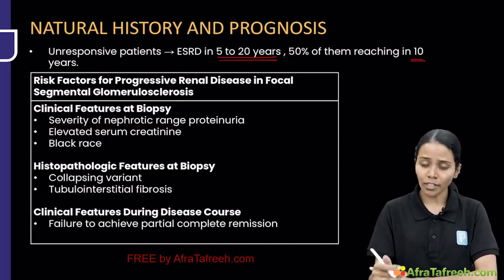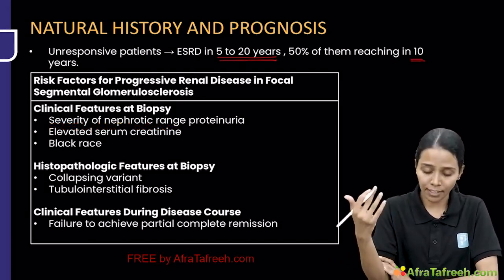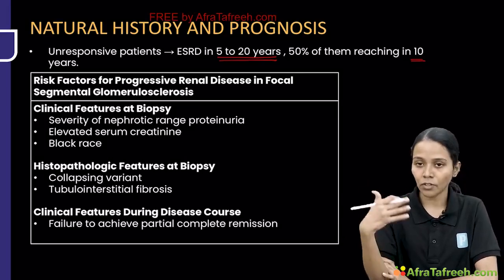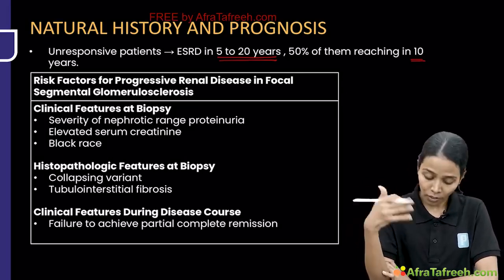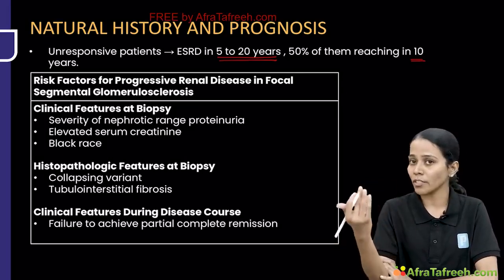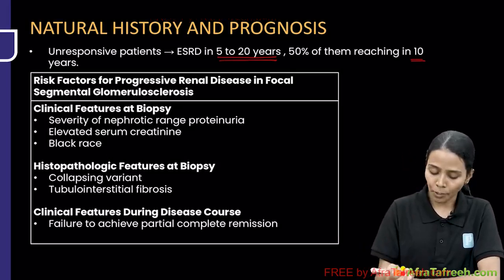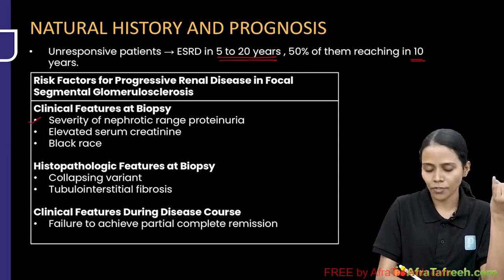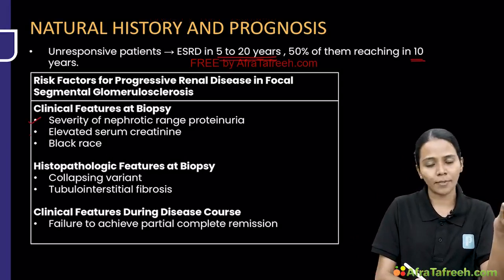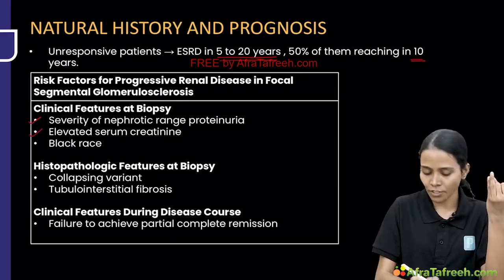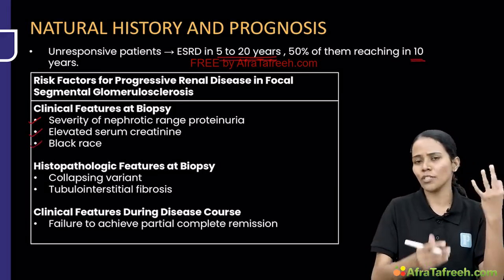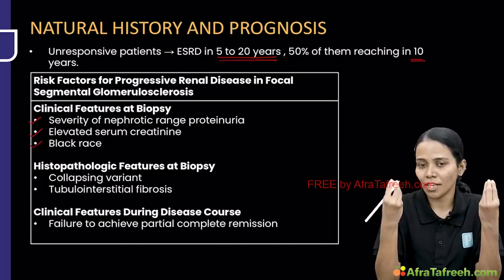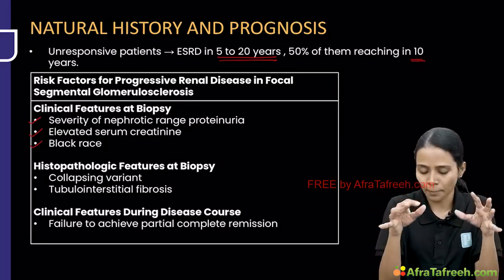Okay. And what are the risk factors that show that ESRD or CKD is possible in these patients? We can classify based on clinical features at biopsy, clinical features during the disease course, or what the pathology is showing. Clinical feature at biopsy is severity of nephrotic range proteinuria. So, more proteinuria, more is the chance of CKD, ESRD. Elevated serum creatinine, that is, significant renal function is already lost. Or black race, because mostly they will have APOL1 gene related diseases. Okay. So, all these become the features at biopsy, that is more proteinuria, more creatinine, simple.